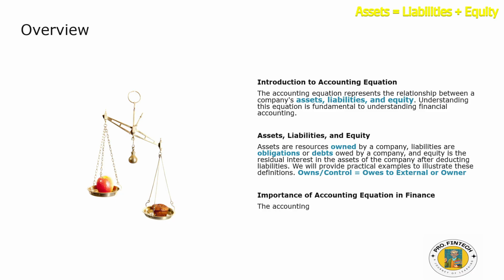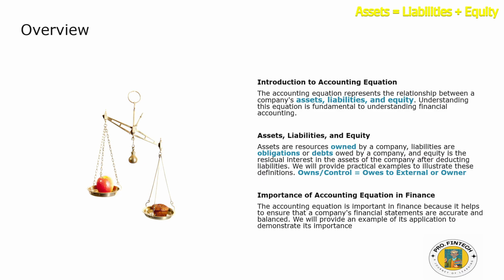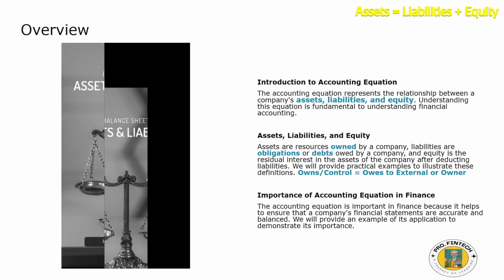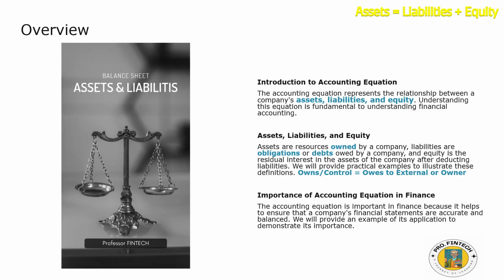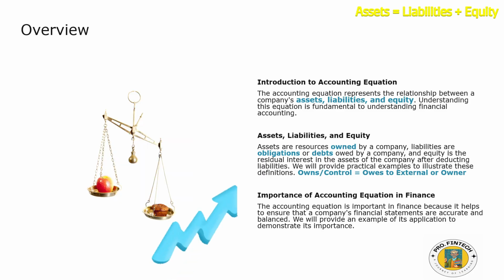Importance. The accounting equation is extremely important in finance because it ensures that a company's financial statements remain accurate and balanced. Every business transaction affects at least two parts of this equation, keeping both sides equal at all times. For example, when a company receives an investment from owners, assets increase and the equity increases by the same amount.